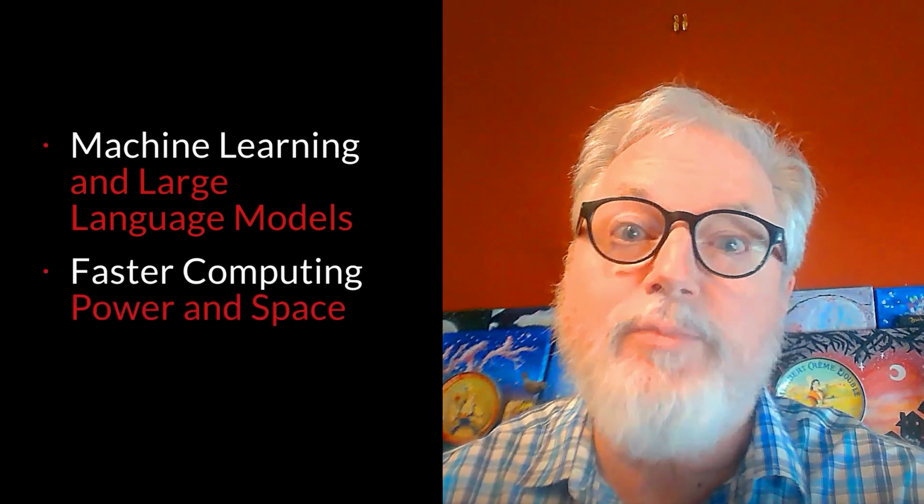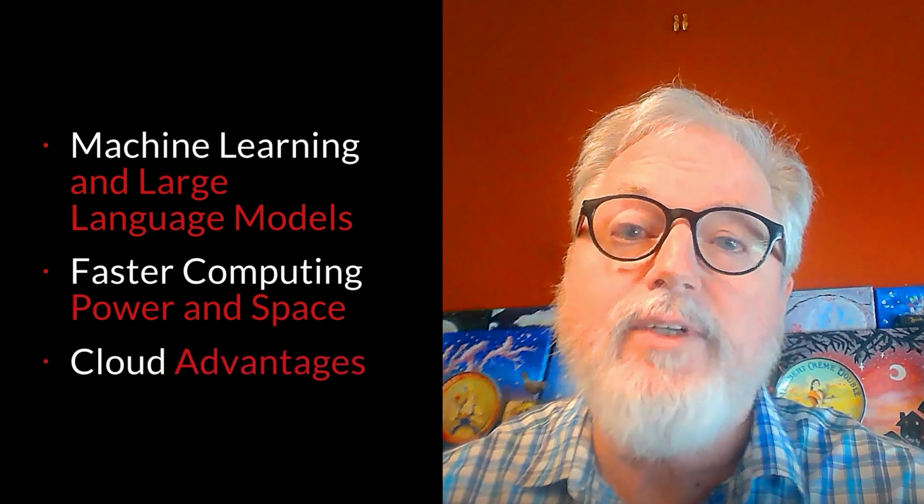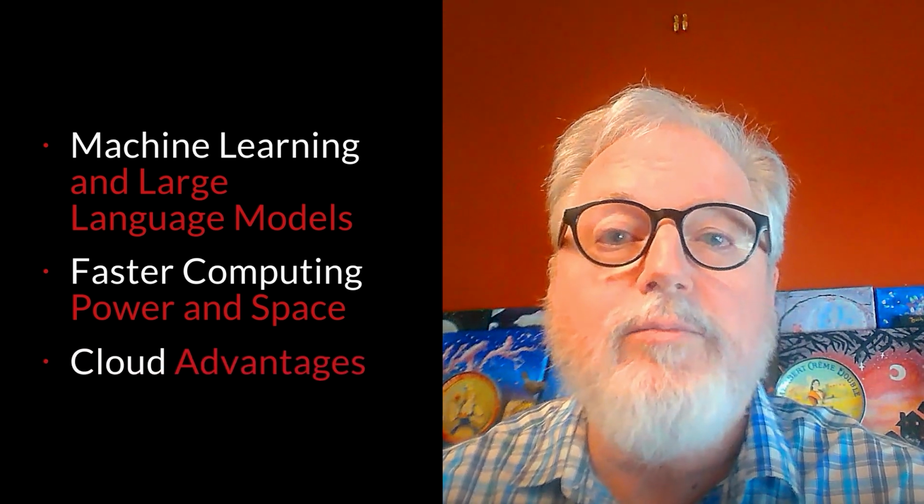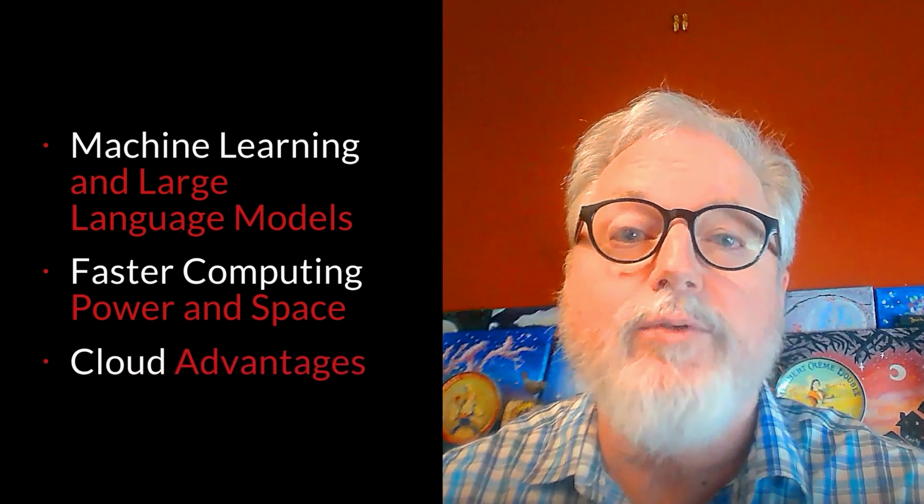What's changed to make this happen ranges across three areas. AI: we have machine learning and large language models. In computing power, we have faster and more compute as well as more space, and we have the advantages of the cloud that makes things possible that weren't available before.